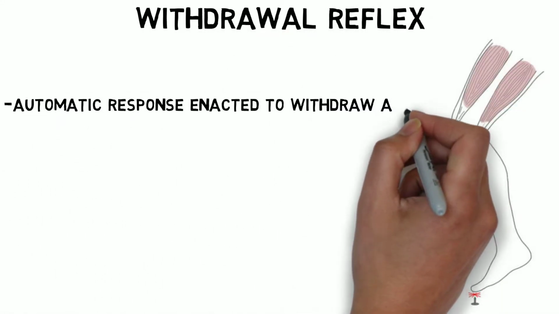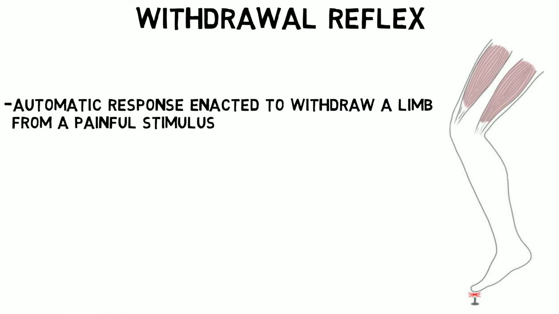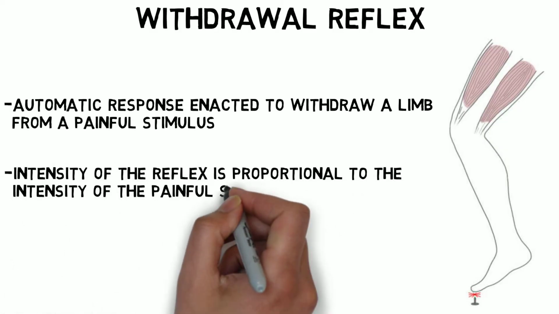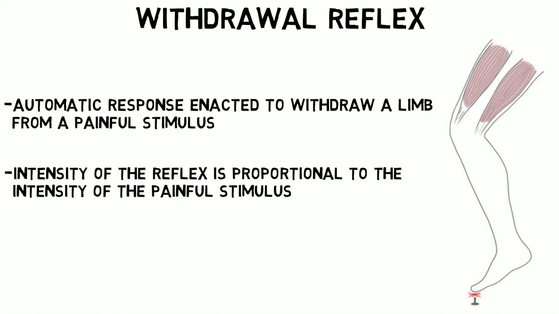The withdrawal reflex is an automatic response enacted to withdraw a limb from a painful stimulus. If, for example, you were to touch a hot stove or step on a tack, the withdrawal reflex would cause you to pull your arm or leg away from the painful stimulus without having to consciously plan to do so. The intensity of the reflex is proportional to the intensity of the painful stimulus, so a very hot stove would cause a more rapid and forceful withdrawal than a mildly hot stove.